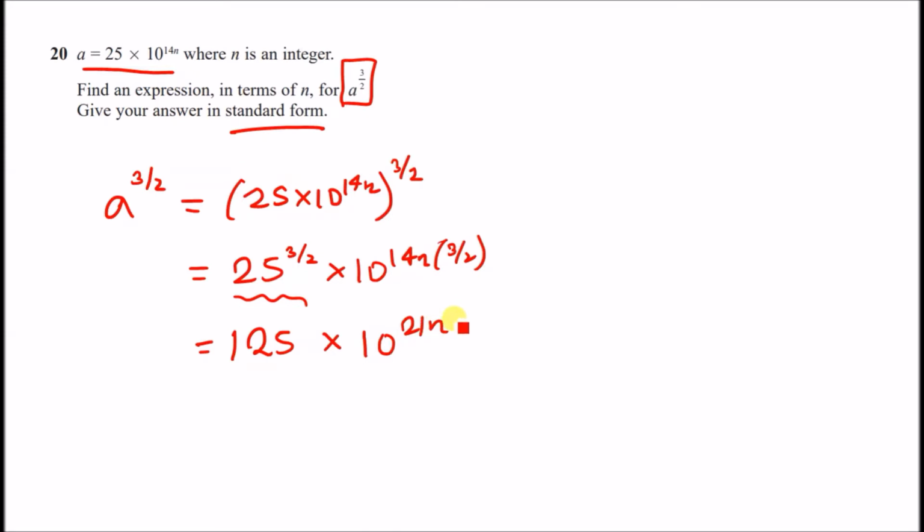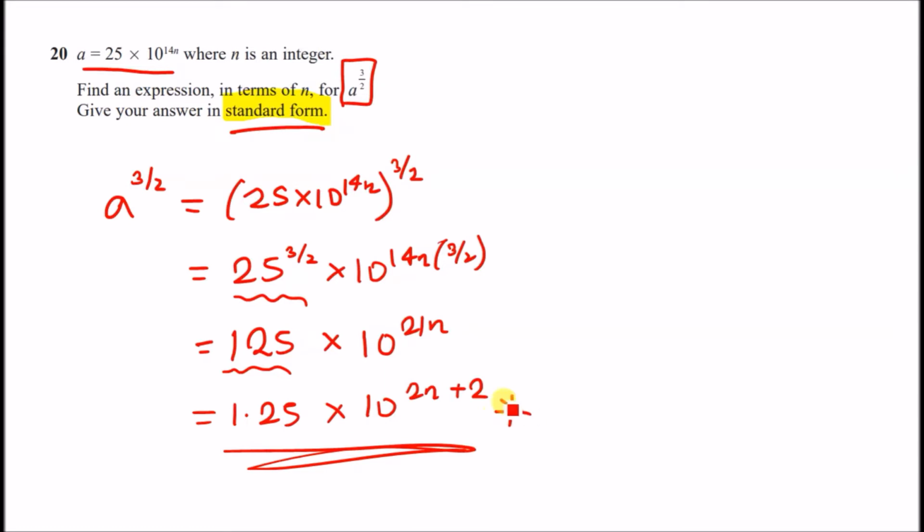Now, usually this would be the end of the question, but because they've got standard form involved, this means that we need to make the first set of numbers less than 10, yeah? And to do so, we need to rewrite it as 1.25, because this is less than 10, bigger than 0. And when you write this, you'll realize that you took 2 tens out of this. So we're going to give these 2 tens to this power, so it'll be plus an extra 2. And that's it, guys. This question is done.